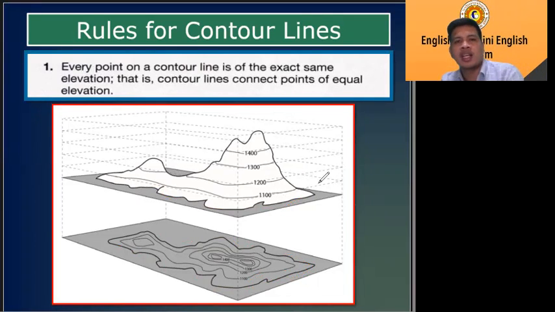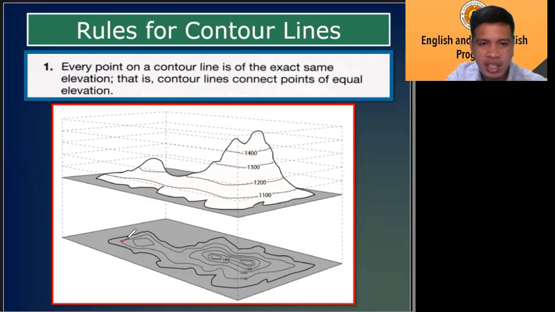Contour lines connect points of equal elevation. So this one here has equal elevation with this point here, right? So that is rule number one.